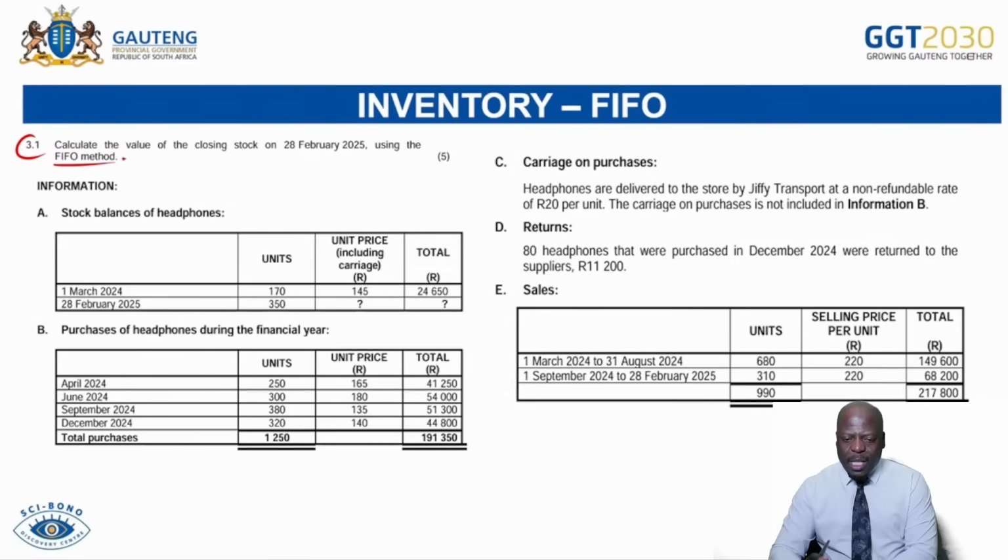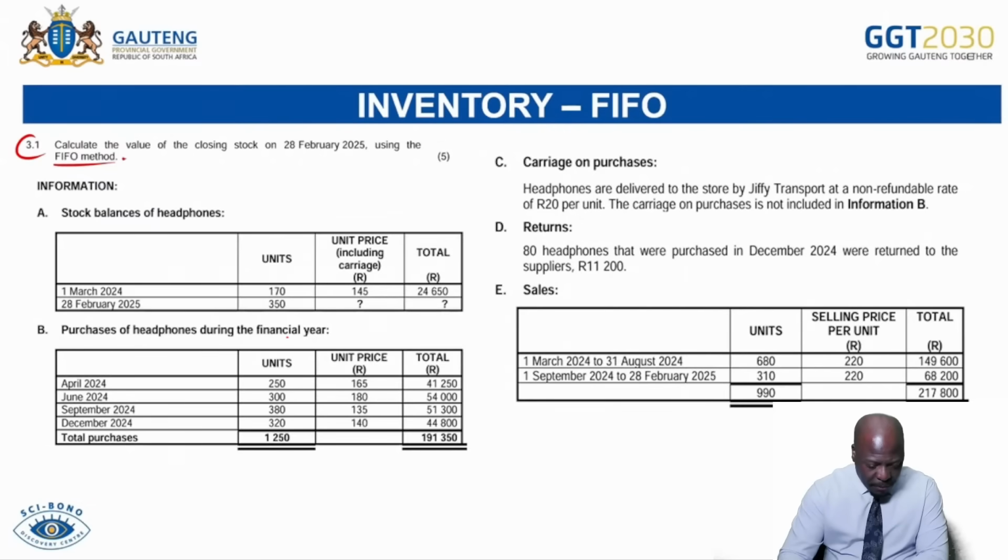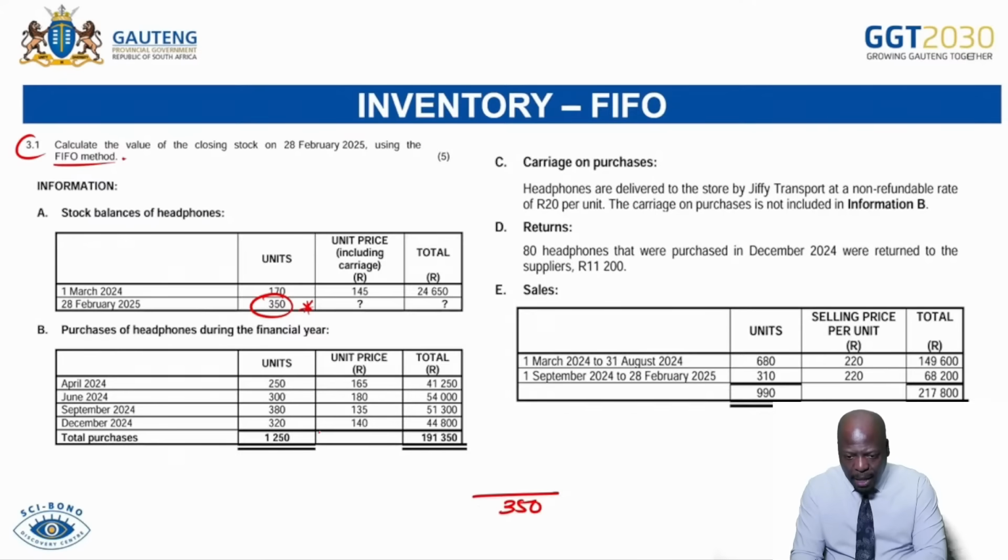Okay, so using the FIFO method, remember with the FIFO method, we look at the most recent purchases. And the most recent purchases are your 350 units. So you're looking at your 350 units here. You start from the bottom, you say 350 units here, and then you draw a line over there. And then you look at information C, information D, and E.